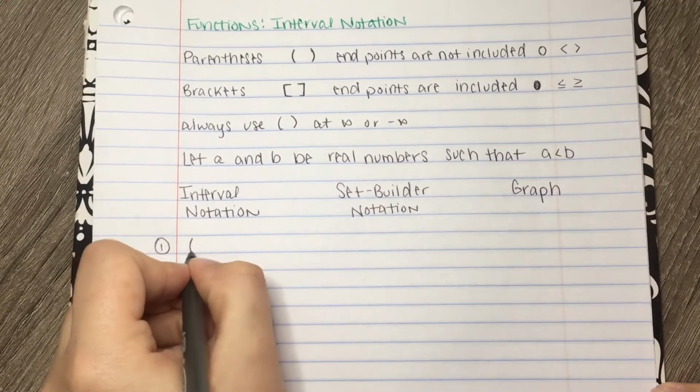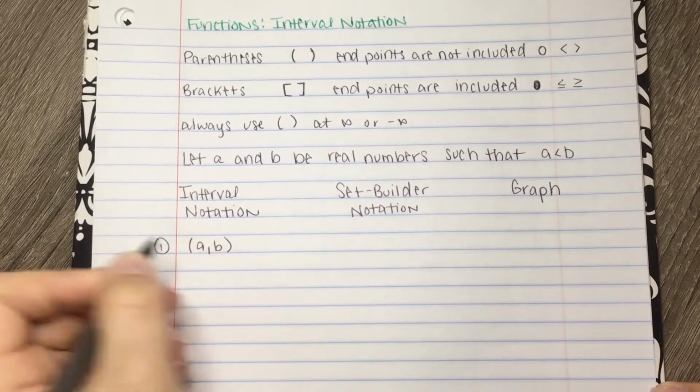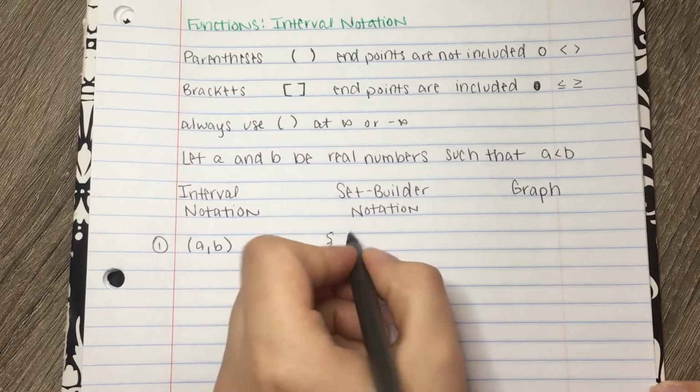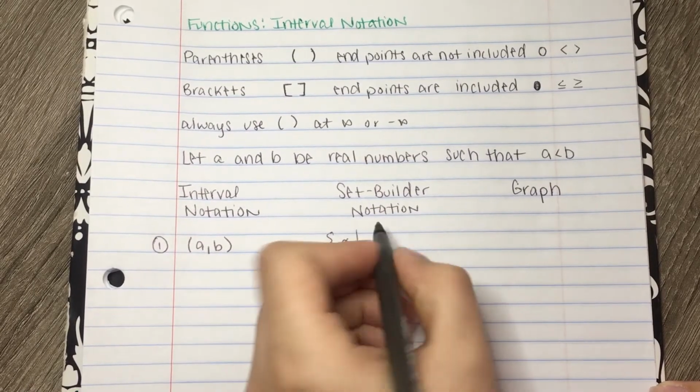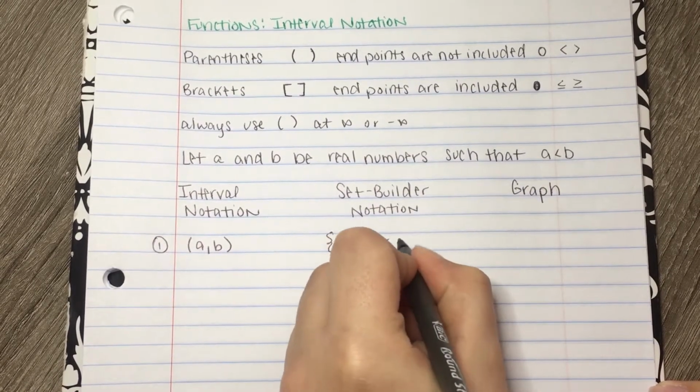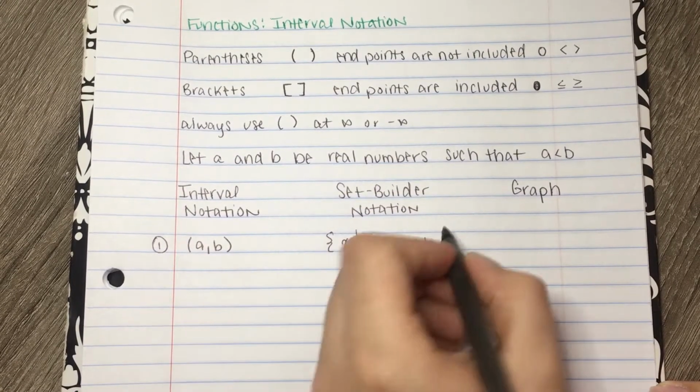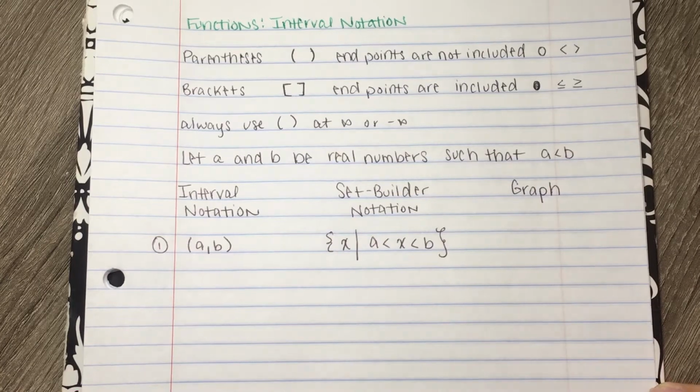All right, our first interval is going to be an open interval for A and B, and with our set builder notation, we use those curly brackets to denote a set. This is going to be the set of all x values such that x is between A and B, and it's not inclusive of either or, open parentheses. And then we're going to close that set.